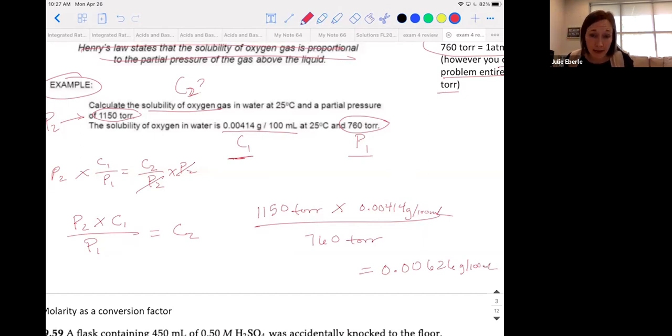Now, if it wanted you to solve for pressure, what do you need to do? You need to flip the whole equation. You can't solve for 1 over pressure. You want to solve for pressure in the numerator, not in the denominator.